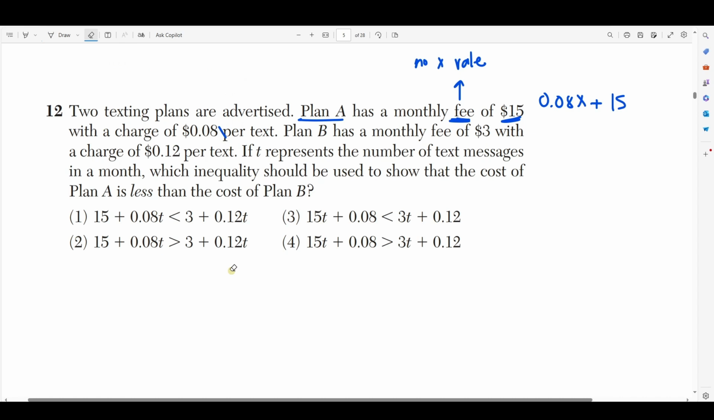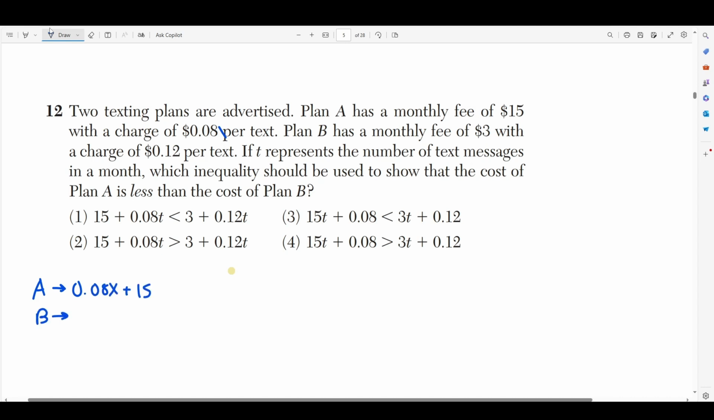Okay, cool. So Plan A is then going to be equal to what? So I'm going to write it out here. A has to equal 0.08x plus 15, and B is going to have to equal 0.12x plus 3, right? Because there's a monthly fee, which means no x, of 3, and a charge of 12 cents per text. So you see per, replace it with an x. Okay, cool. So which inequality shows that the cost of Plan A is less than the cost of Plan B, right? So I need 0.08x plus 15 to be less than 0.12x plus 3.